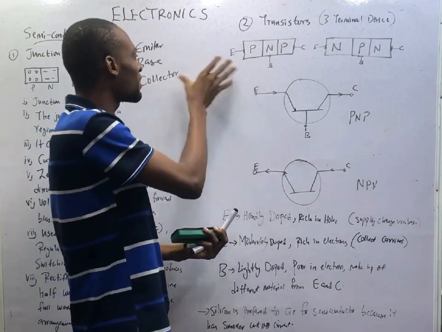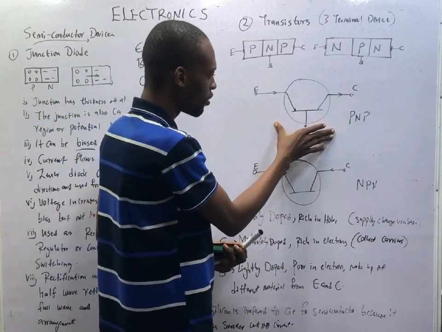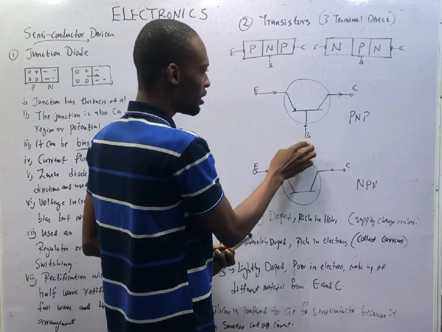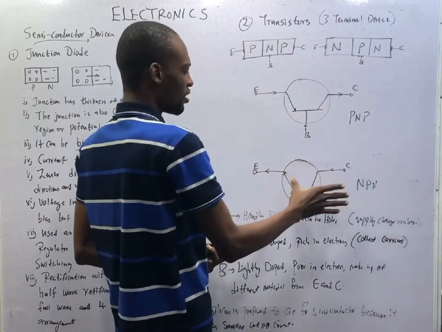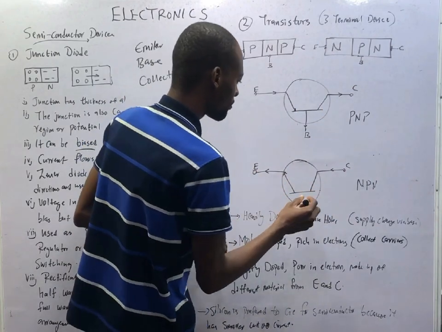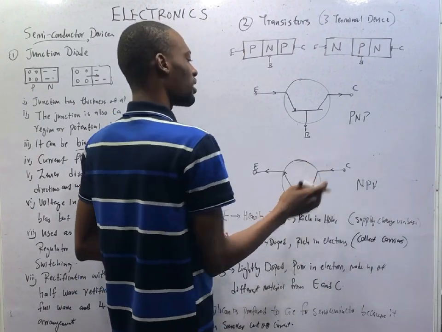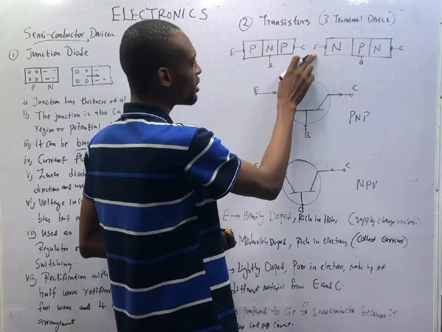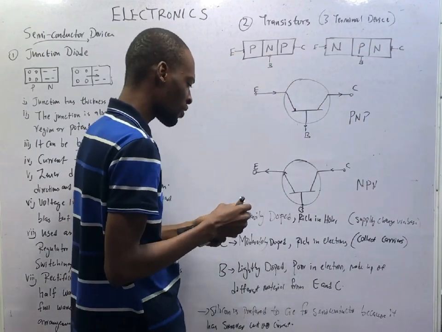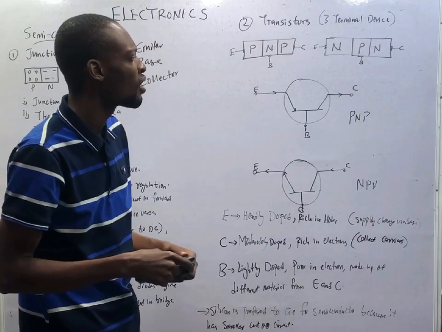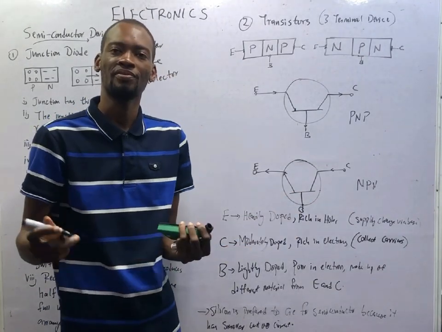Now, transistors are three terminal devices. The three terminals are emitter, base, and collector. If this is a transistor, this is the emitter, this is the base, and this is the collector for PNP. Now, for NPN, this is the emitter, this is the base, and this is the collector. What is the function of emitter? What is the function of base? And what is the function of collector?